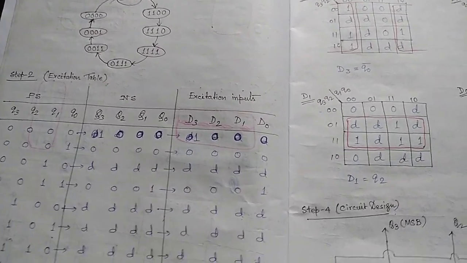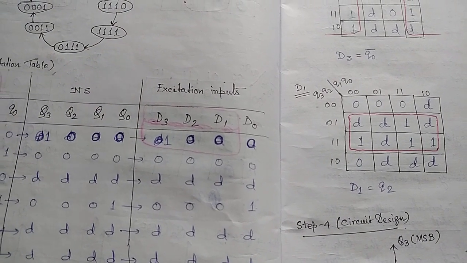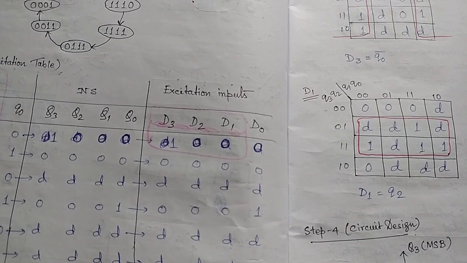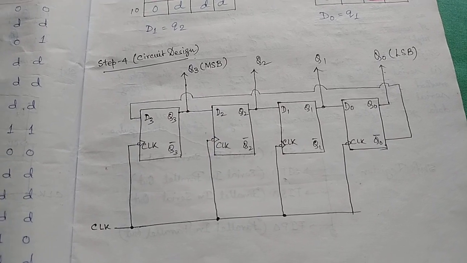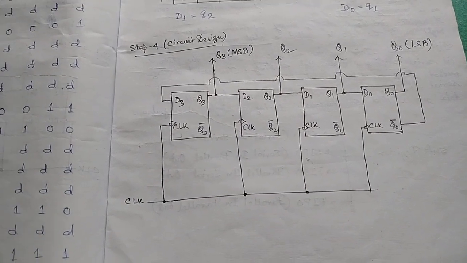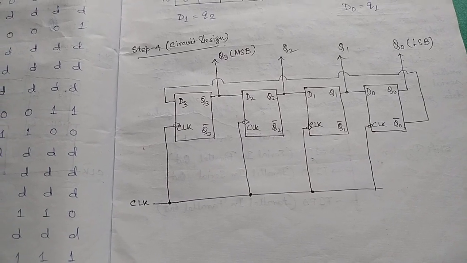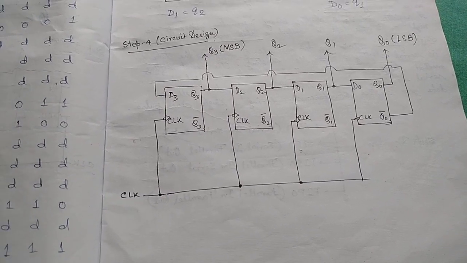Johnson counter. So for any counter design, if I know what my present state and next state are, and if I can design the state transition diagram, I can easily find the design of that circuit. So that's how you have to design the counter, and the counter design is much easier.